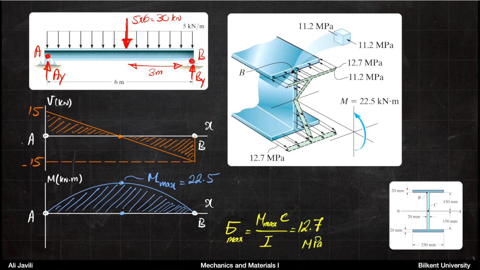Pay attention again here that although we calculate stress as 12.7 megapascal, on the upper part we have a compressive stress, and at the bottom you have a tensile stress. So according to what we have learned before, maybe you want to call this minus, and you may want to call this plus. All right, that's it. That's the answer to this exercise.